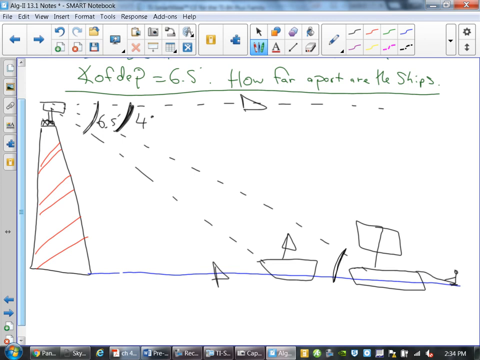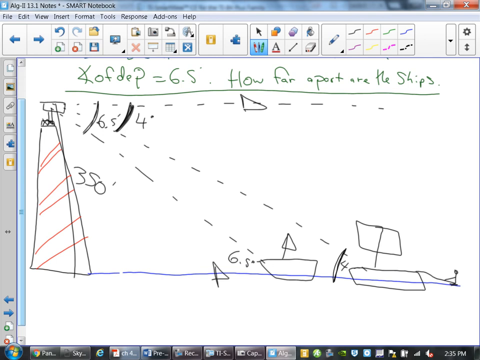If you know that this angle here is 6.5 and this angle here is 4, what is the side length that you know? The 350 of the lighthouse. It is the what in relationship to the angles? The opposite. We know that this height here is 350 feet.